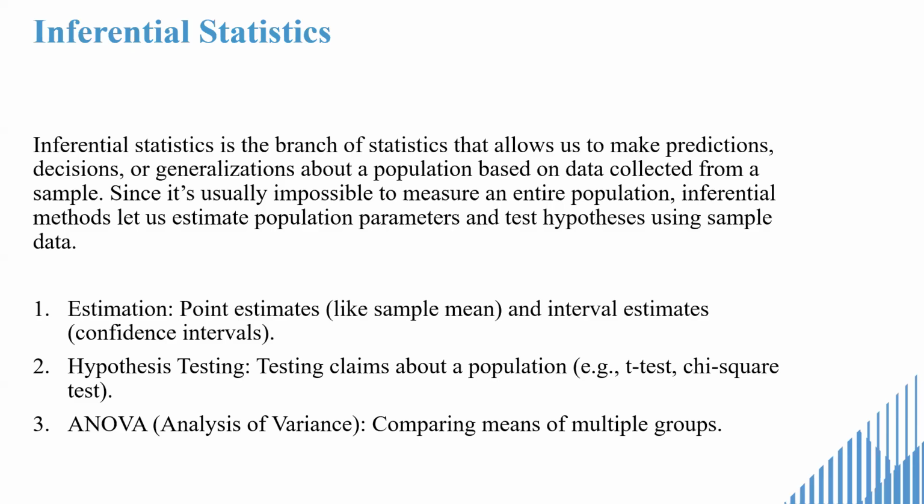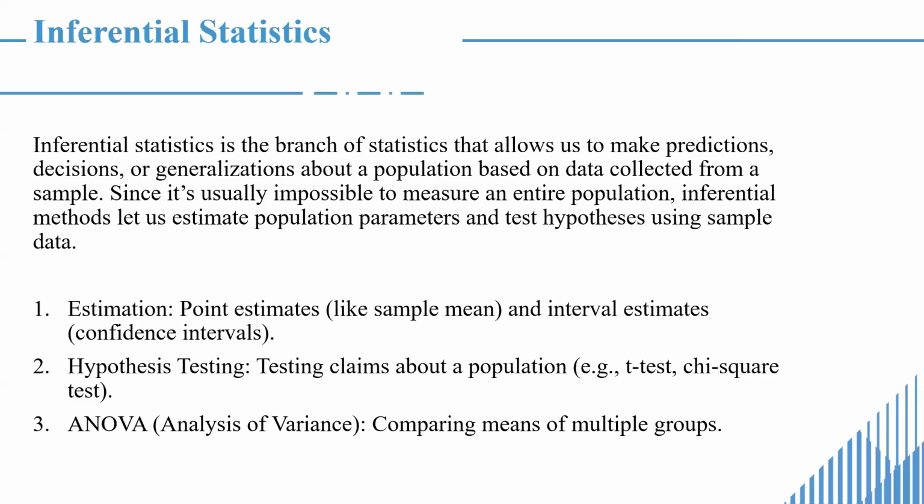So we have estimation: point estimates like the sample mean, and interval estimates, confidence intervals, which should be between some intervals. Hypothesis testing, testing claims about a population, like t-test, chi-square test, something like this. And at the end, there is ANOVA, analysis of variance. So it's comparing means of multiple groups. If you have like 2 or 3 means, for example, of students in school A, school B, school C, you'll use ANOVA to see the analysis of the variance.